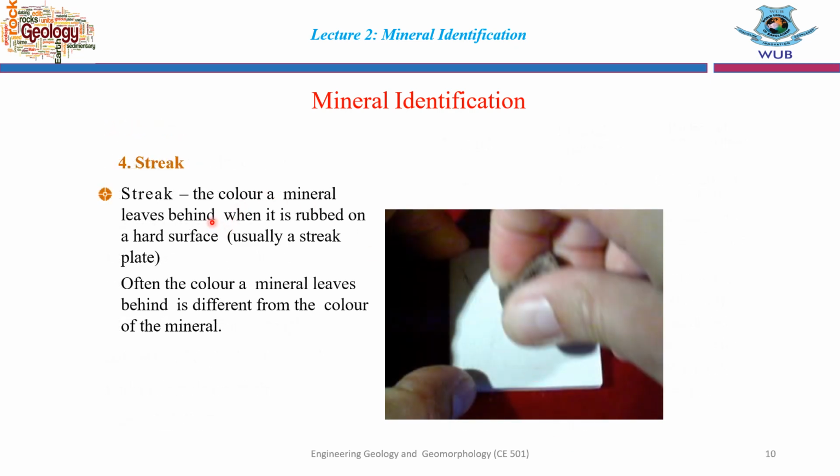Now check the color a mineral leaves behind when it's rubbed on a hard surface, usually a streak plate. The color a mineral leaves behind is often different from the color of the mineral. The use of the streak plate is very important for mineral identification.